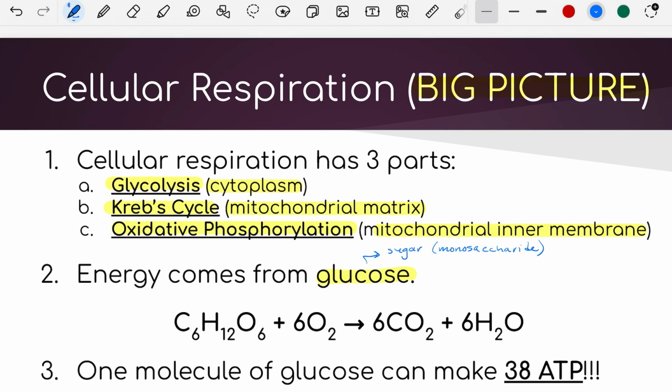And so here's glucose. This right here is glucose, C6H12O6. That's our sugar. When we combine it with oxygen, then we get carbon dioxide and water on the other side. Okay, so glucose and oxygen gives us carbon dioxide and water.